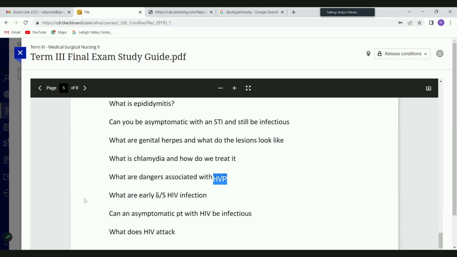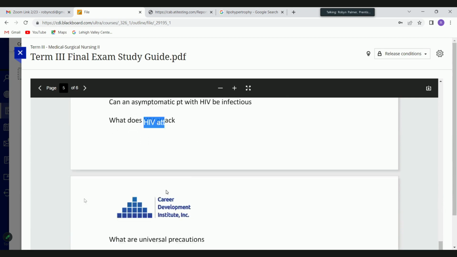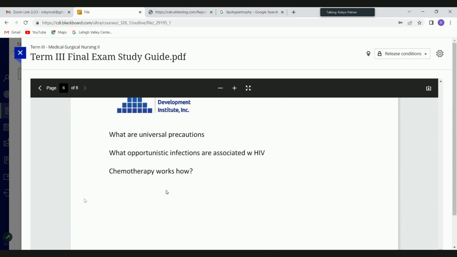Early signs of HIV infection. Night sweats, flu-like symptoms, weight loss, diarrhea, fever, right? All of those things. Can an asymptomatic patient with HIV be infectious? Yes, absolutely. What system does HIV attack? The immune system. What are universal precautions? Gloves, mask, face shield. Yeah, it's protecting us against bloodborne pathogens.